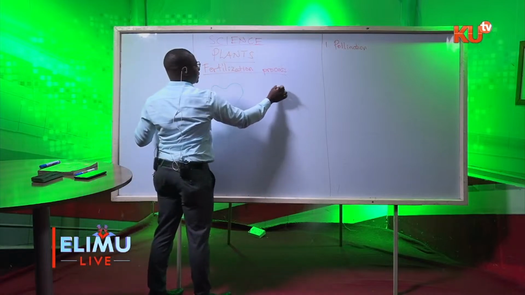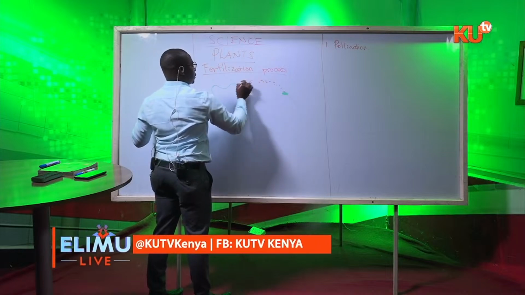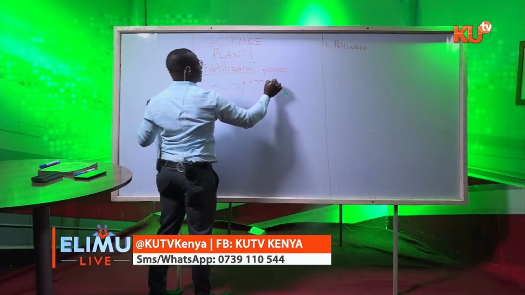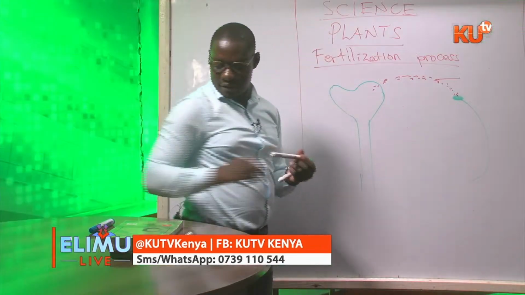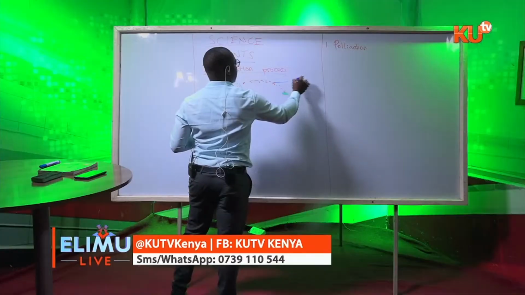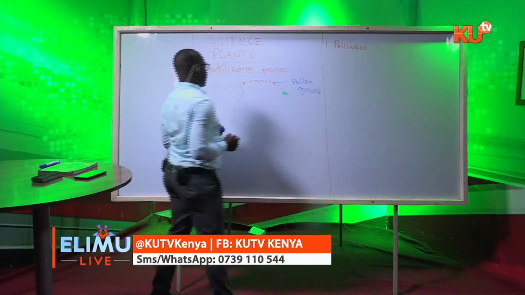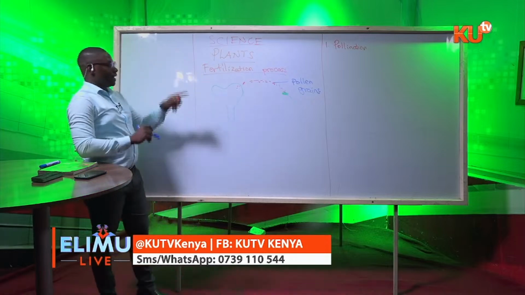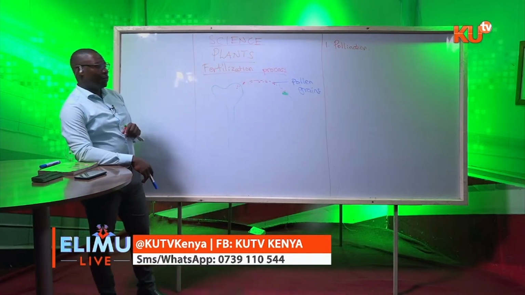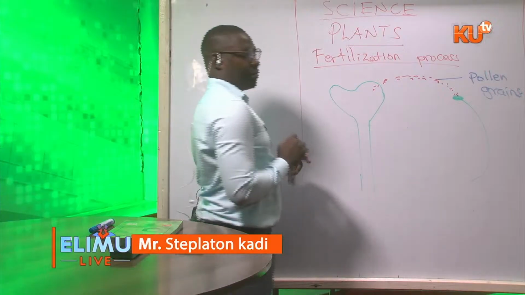The pollen grains must move from the anthers to the stigma. So this here represents the pollen grains. We'll need to have pollen grains, so pollen grains must move for fertilization to take place. The first process is pollination: movement of the pollen grains from the anthers to the stigma.